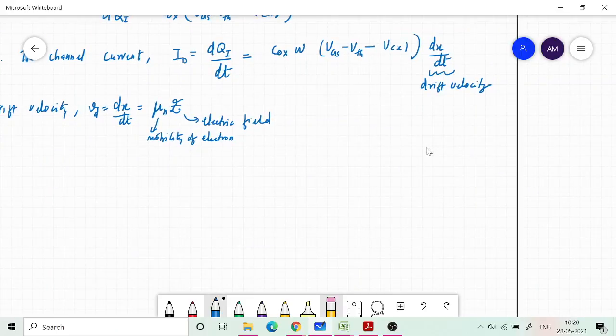So I can write it as, at that location where we have an electric field, it is at location Ex. So this is going to be equal to, or let me write it below. So this I can also write as minus mu n into dV of x by dt, with a minus sign.